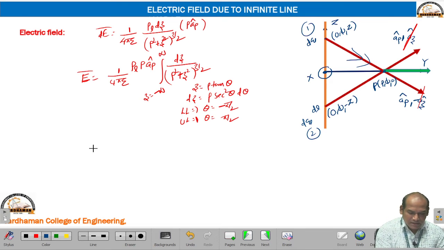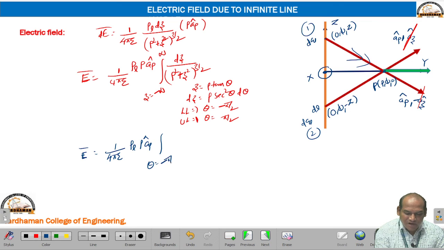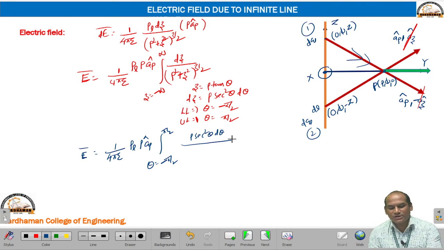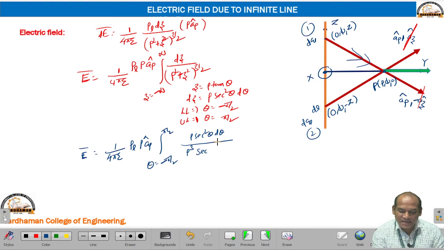Substitute all these things. So, you will have E bar is equal to 1 by 4 pi epsilon rho L rho arrow cap integral, theta changing from minus pi by 2 to plus pi by 2, dz is nothing but rho secant square theta d theta, by rho square plus z square. z square is rho square tan square theta, rho square can be taken common, and power 1 by 2 will be common, so that you will be left with rho cube. 1 plus tan square theta is secant square theta, so you will have secant cube theta, and here secant square theta will be cancelled. 1 secant theta is there in the denominator, and here this rho will cancel rho square in the denominator, so you will have 1 rho.